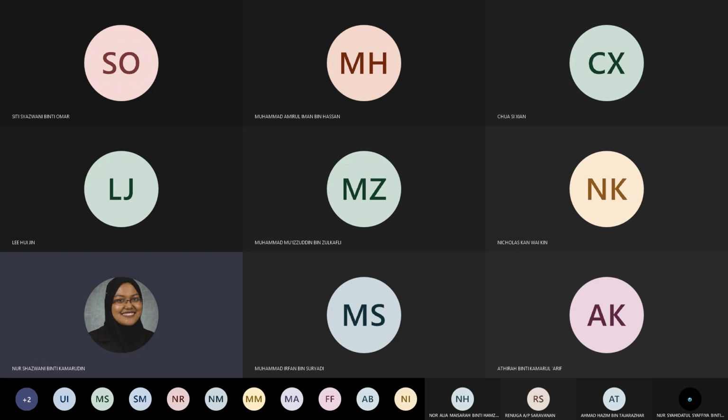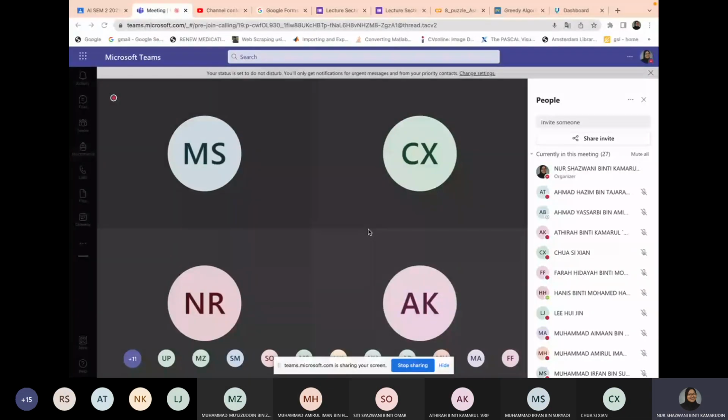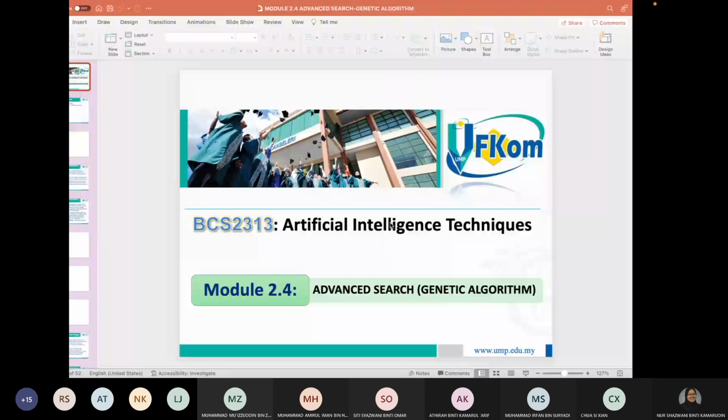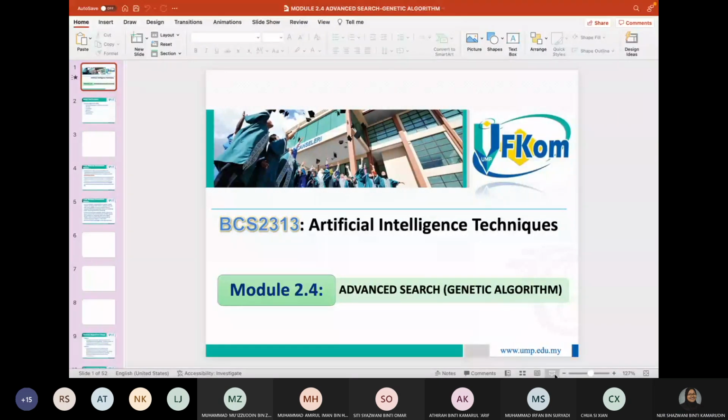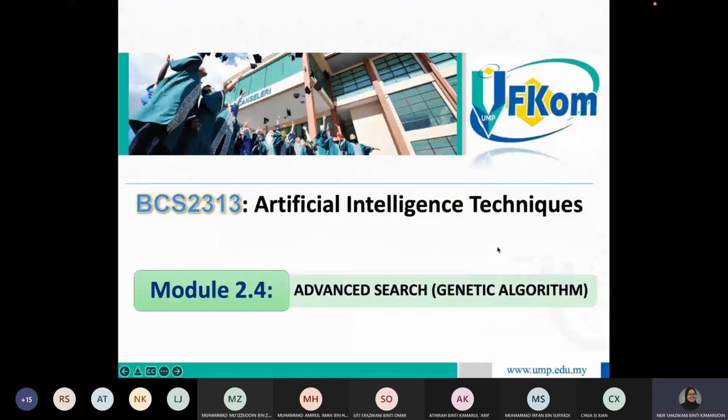So this week we are going to cover module 2.4, which is the genetic algorithm. It's an advanced search. Okay, so let's proceed. If you see the name already, you can kind of guess what we are going to learn today.